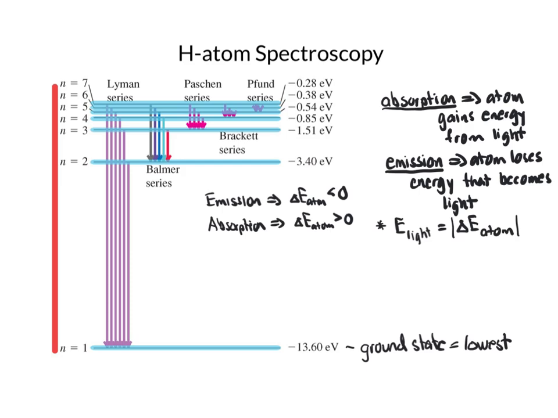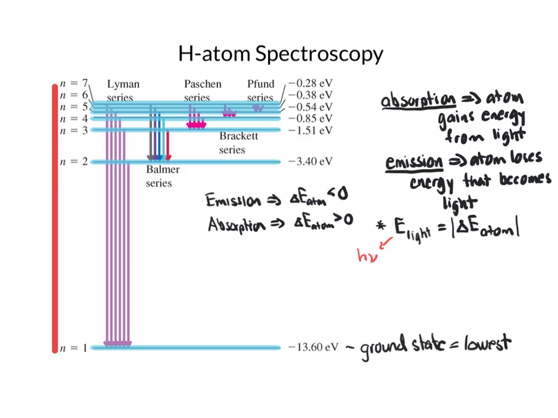Or we just have to remember that when the atom is emitting light, we treat that as a negative value. And when the atom is absorbing light, that's a positive value. We can go a bit further here because we know that we can calculate the energy of light by knowing its frequency and Planck's constant.